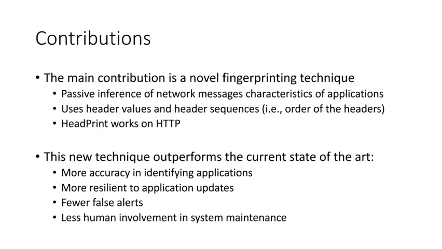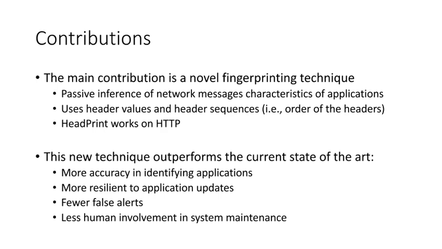So the major contribution of this work is a novel fingerprinting technique. Instead of relying on some hand-picked fields, what we do is we analyze the network traffic, the network messages of each application, and we infer from them what is relevant and what is not. That is one difference from Decanter. Plus, we also use header sequences, which is a different type of features that was also not used before. It's important also to say that HeadPrint works on HTTP, so it doesn't work on any protocol. At least we tested only on HTTP.